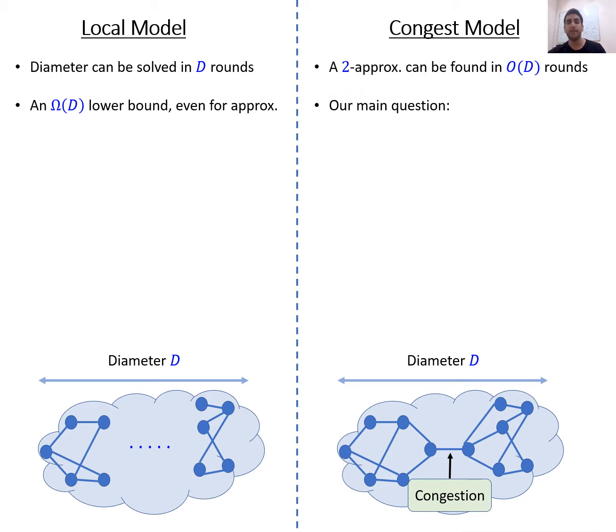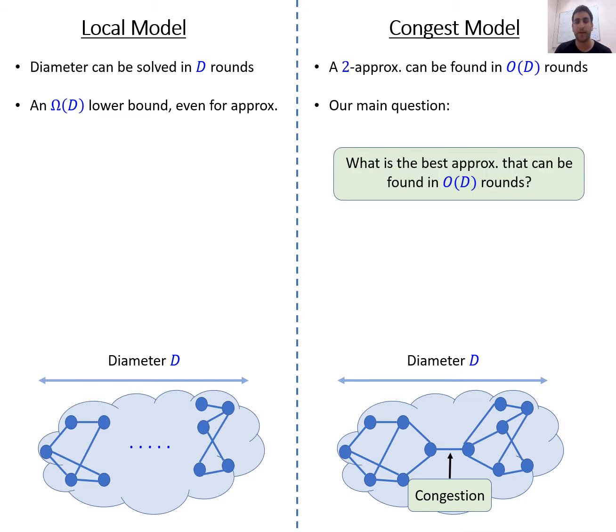And this is because we can simply compute the BFS from some node U, and the depth of this BFS tree from the node U gives us a two approximation for the diameter of the network. And our main question in this work is, can we do anything better than that in O of D rounds in the CONGEST model? There is a folklore algorithm that gives two approximation in O of D rounds. Can we get anything better than two?